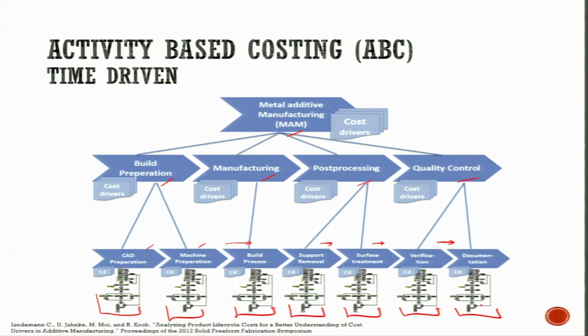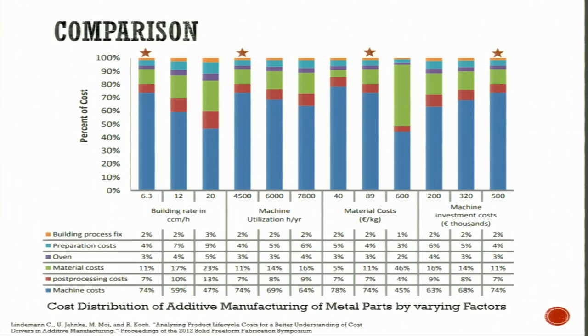So it is time-driven. ABC costing means as and when the activities keep on going, the costing is calculated. So at each point, the costing is calculated here. The cost drivers at each point are given. And as the process keeps on going from left to right, the cost is estimated accordingly. So this is ABC.